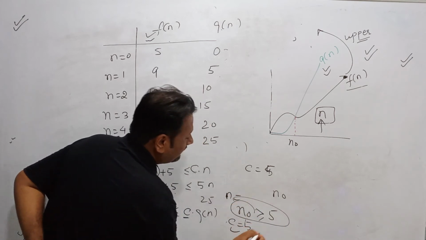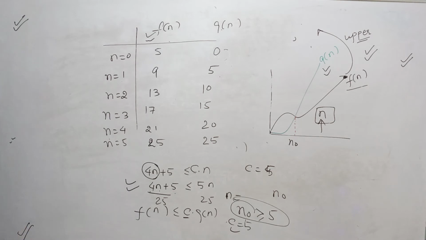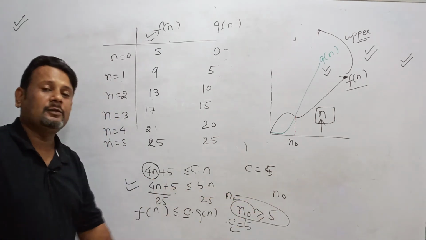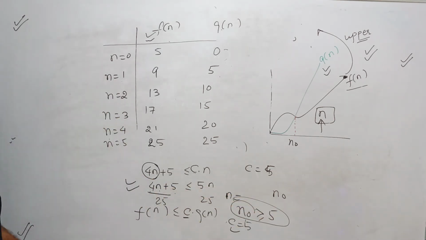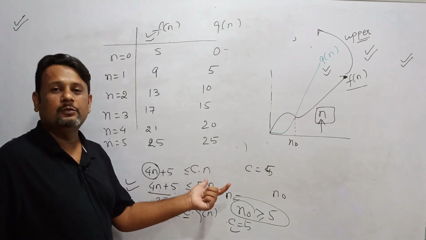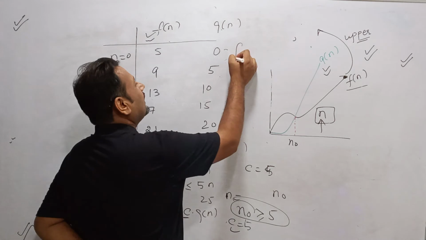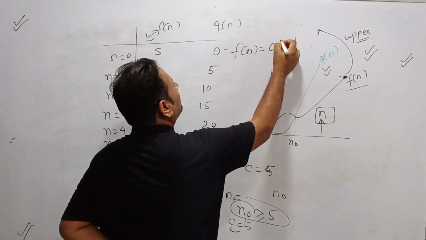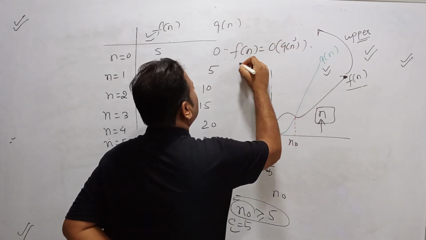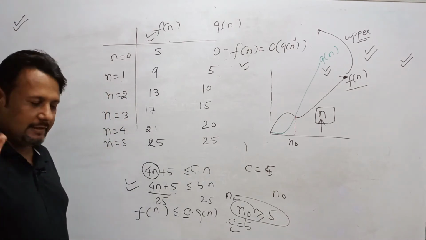For which value of n is this true? Any value of n which is higher than or equal to 5, this is always going to be true. f(n) is always going to be less than or equal to c into g(n). That means I can write f(n) is equal to big O of g(n). That's all. Let me take another example.